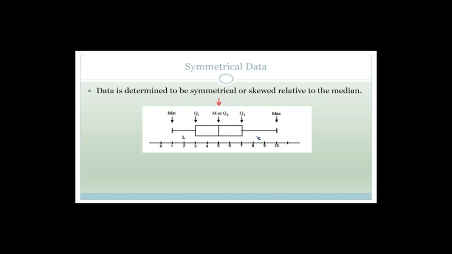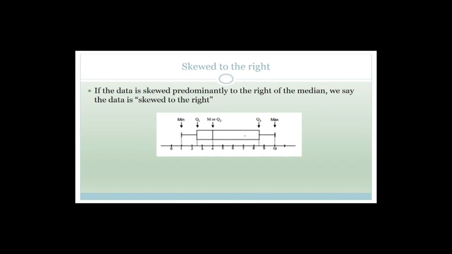So you look at the data. You've got a minimum, Q1, the median is Q2, Q3, and a maximum. If you look over here, the difference from here is 2 and the difference over there is 3. So if the data is skewed predominantly to the right of the median, we say that this data is skewed to the right. In other words, if we find more data on the right-hand side of the median, then we say the data is skewed to the right. And it's got nothing to do with the whiskers. It's everything to do with this data here.